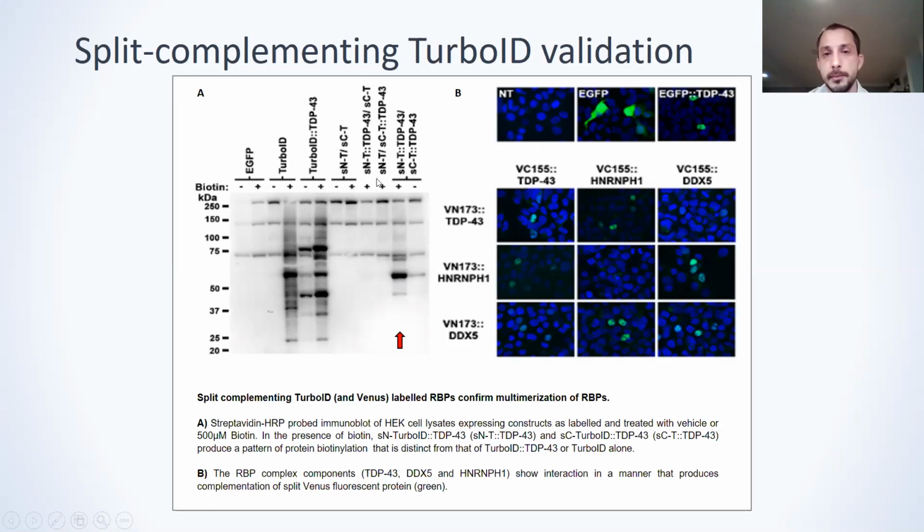So this is work with TDP43, but to validate that the RBPs multimerize, we've also used split Venus. So here we have an N-terminal and a C-terminal half of split Venus fused to either TDP43, HNRNPH1, and DDX5. And you can see that they are often able to split complement homogeneously. So this is DDX5 and DDX5. You also get really nice heterogeneous complementation. In some cases you get it better than with the homogeneous complementation, like this.